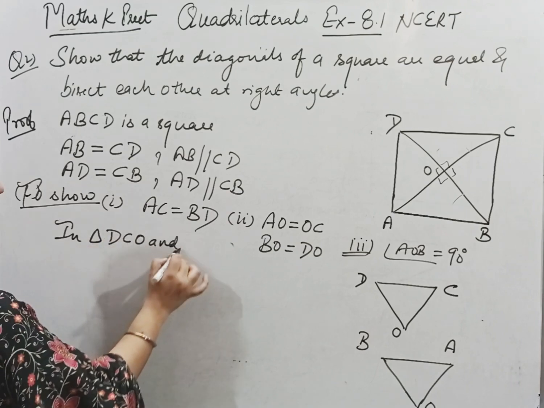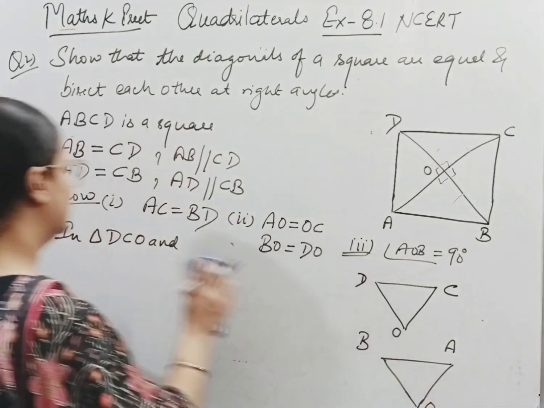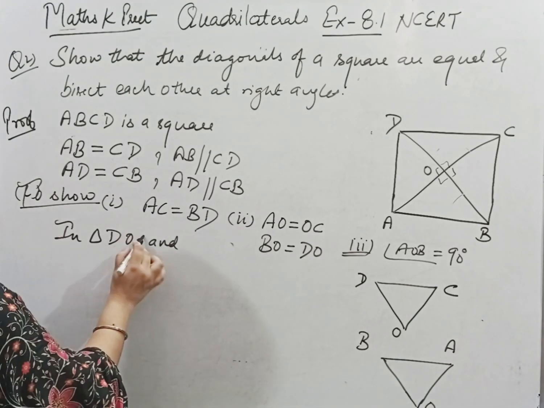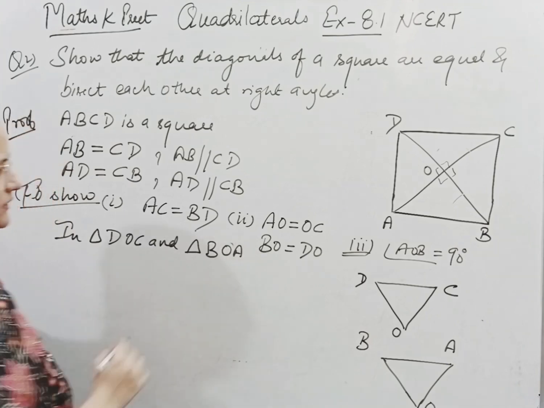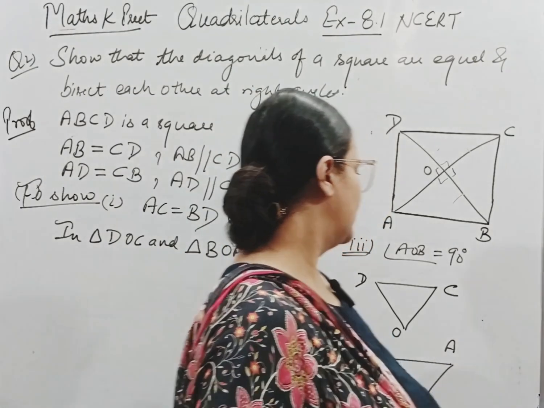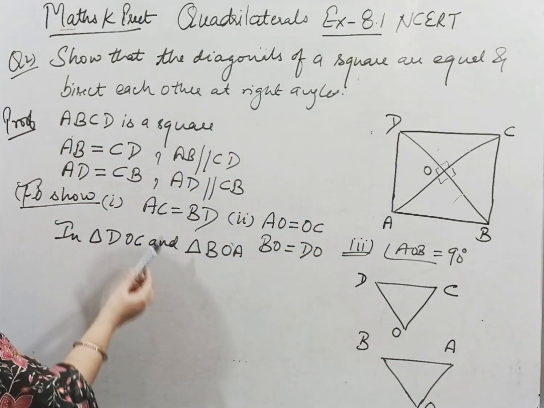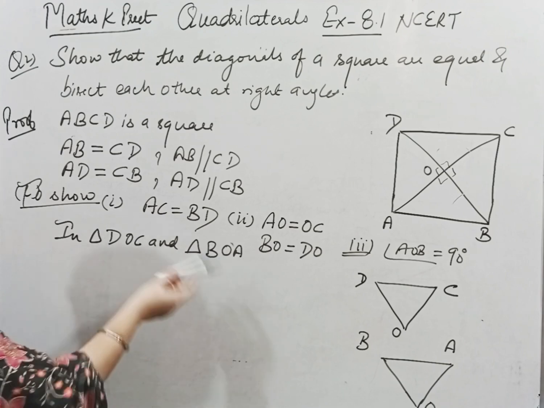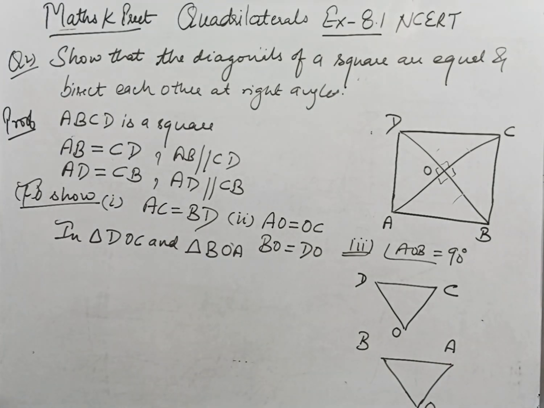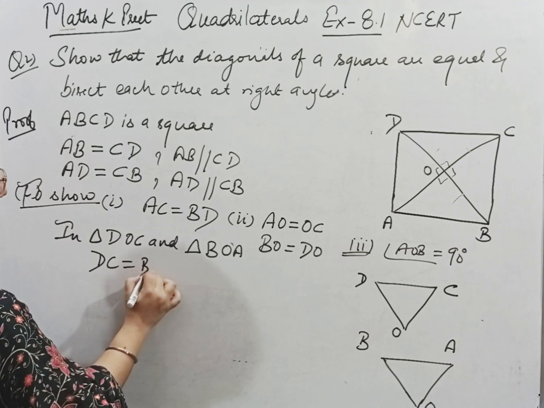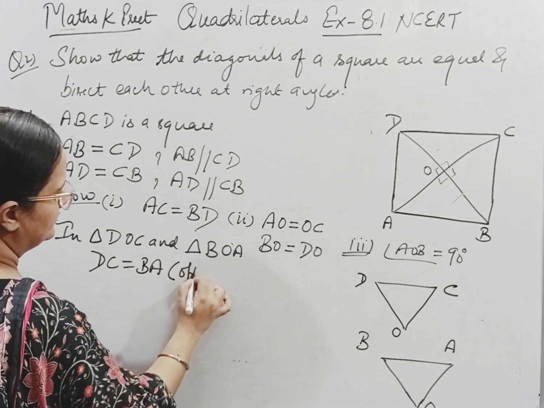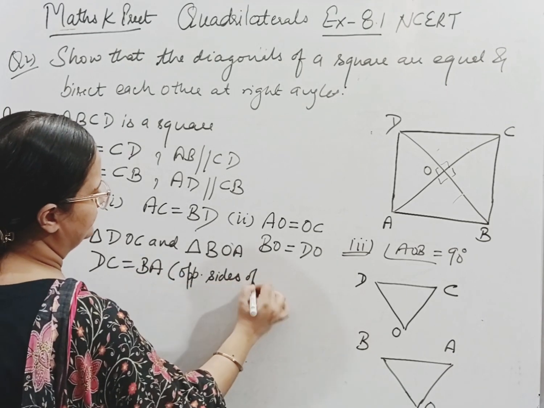Fine. So let's write in triangle DCO, and DOC. It's better to write DOC. DOC and triangle BOA. Or the other way, the common way to write in the books is COD and AOB. Fine. So you can write it any way, but the correspondence should be correct. So in these two triangles, what I am having, DC is equal to BA, opposite sides of a square.